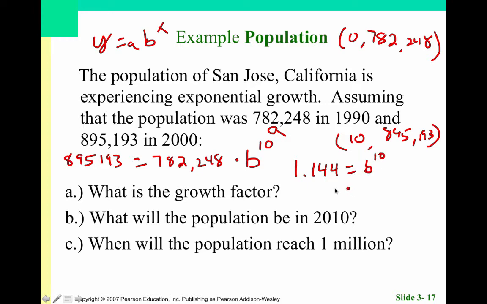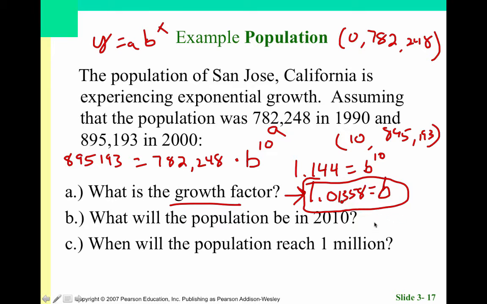Now, how do you undo something to the 10th? You can take the 10th root, but also remember we could raise both sides to the power of 1/10. So I'm going to take my answer that's in my calculator and raise it to the 1/10, and I get 1.01358. So what's the growth factor? This is the growth factor, but if you remember what it means to be exponential growth, we are growing by 1.358% per year.